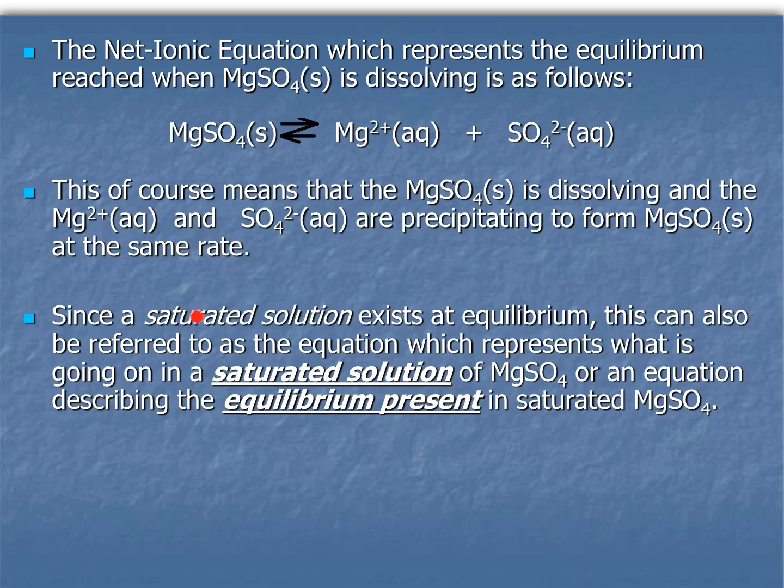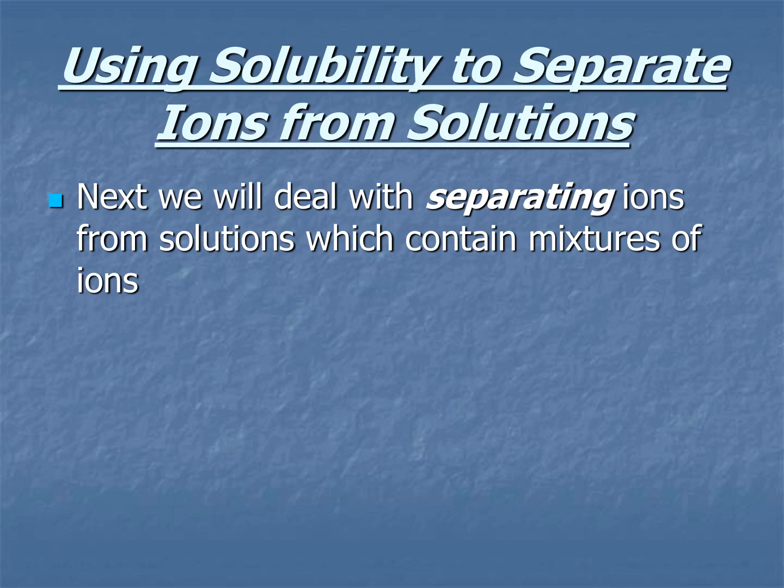So since a saturated solution exists at equilibrium, then we can also refer to this equation as showing what is going on inside a saturated solution of MgSO4, or the equation describing the equilibrium present in saturated MgSO4. Either one would be the correct way of explaining this. So this is a saturated solution because we're at the equilibrium, so we either use this as our equilibrium expression or our saturation expression. The major use of solubility in a lab would be using solubility to separate ions from a solution. So if we're going to be separating ions from a solution, we're going to be creating a precipitate and using filtration.